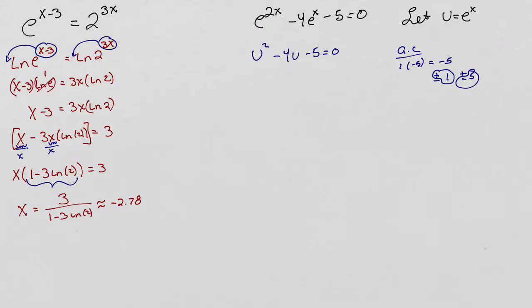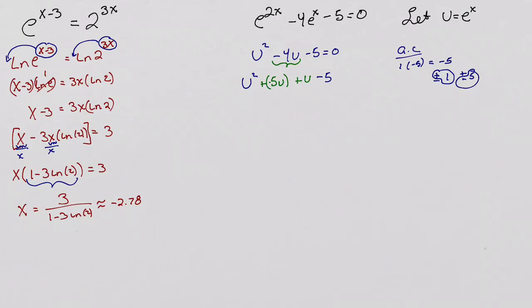So we rewrite my middle term. So we're going to have u squared. I'm going to rewrite this term here, negative 4u, as plus negative 5u plus u. And of course I bring down my minus 5. So I just rewrite that middle term because of course negative 5u plus u is still negative 4u. I did not change the equation.